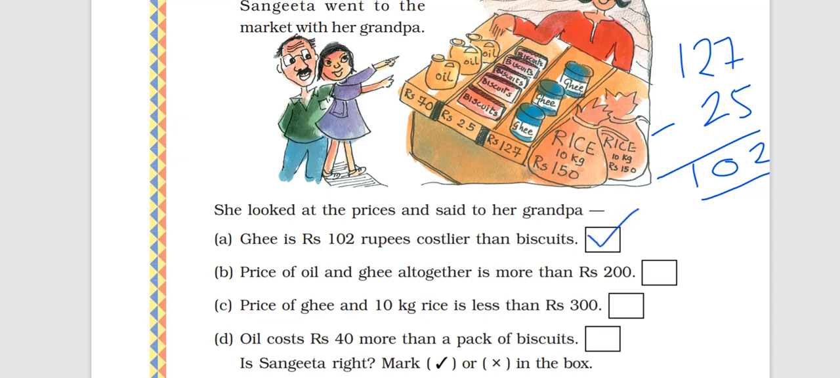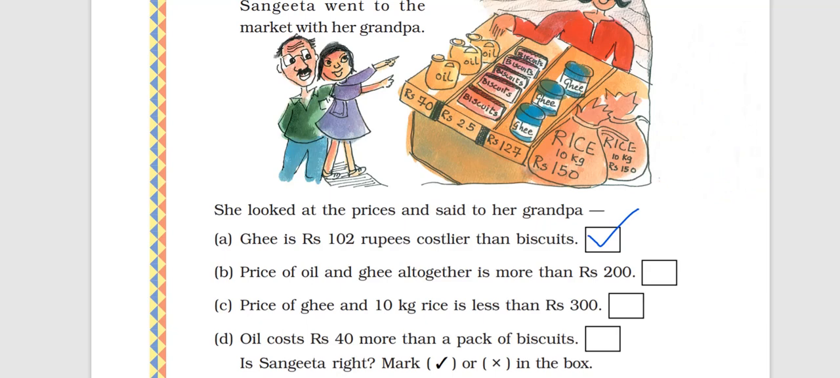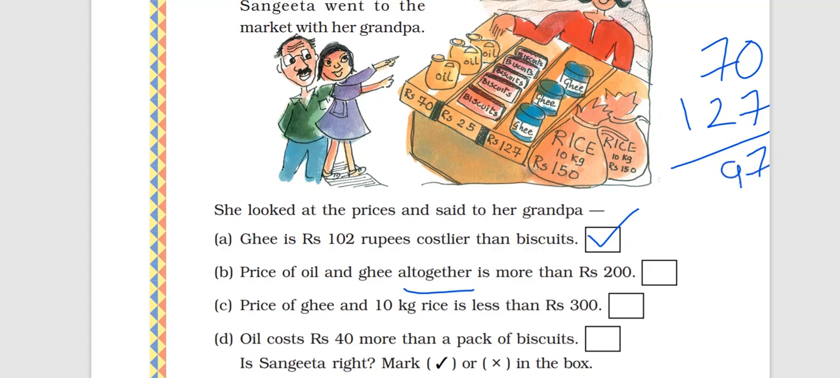Price of oil and ghee altogether. Our keyword is right there. Altogether is addition. Is it more than 200? Price of oil is 70. Price of ghee is 127. 7 and 0 ones is still 7 ones. 7 and 2 tens is 9 tens. And 100 plus 0 hundreds is 100. 197. Doesn't seem right. It's not more than 200. It's less than 200.